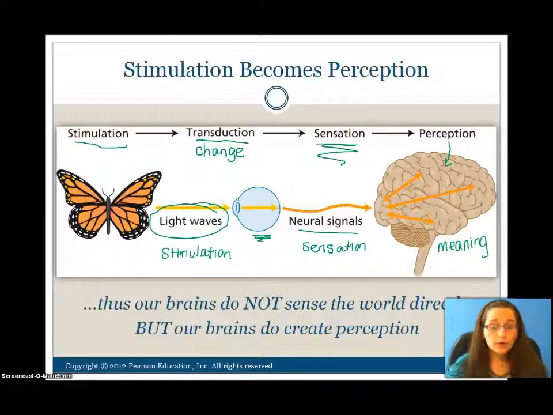So when we look at a particular scenario, we can have 100 people who all have the same sensation. So maybe they all go to see the same movie, or they all see the same event happening. But the perception is then the meaning that we individually attach, which is going to be different person to person.